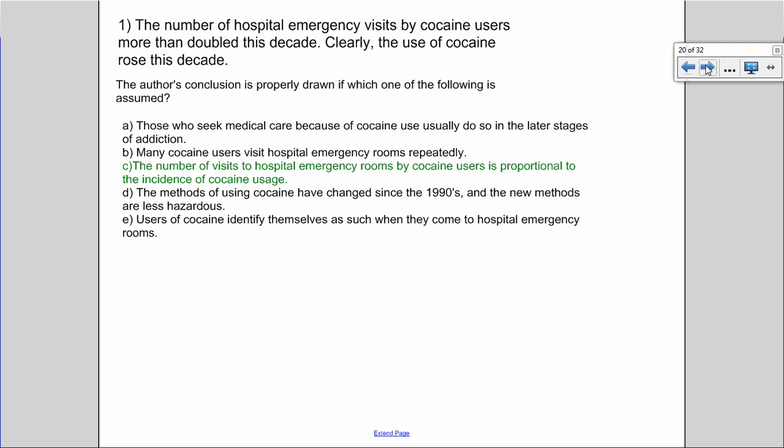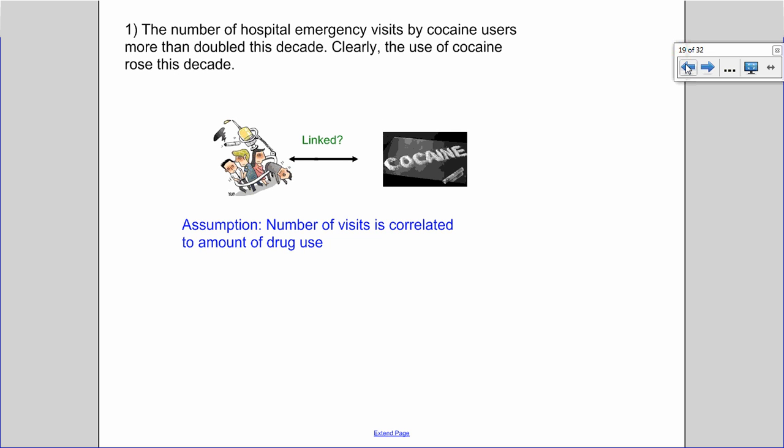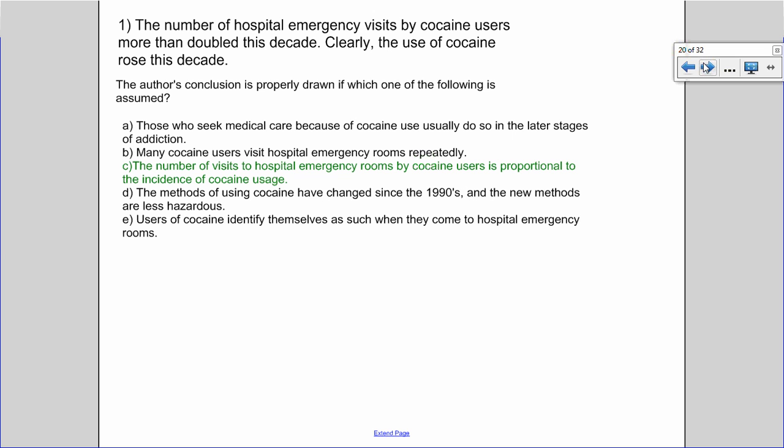Because we already have a predetermined conception of how this question can be solved, we can immediately see that letter C is the correct answer choice. We said that the number of visits is correlated to the amount of drug use, and the correct answer credited to this question is the number of visits to emergency rooms by cocaine users is proportional to the incidence of cocaine usage. So we almost stated it verbatim as seen in the question.